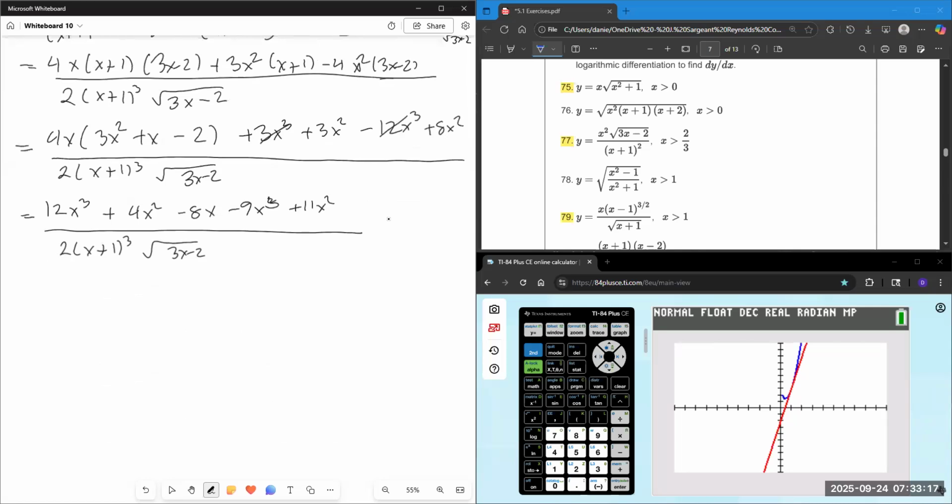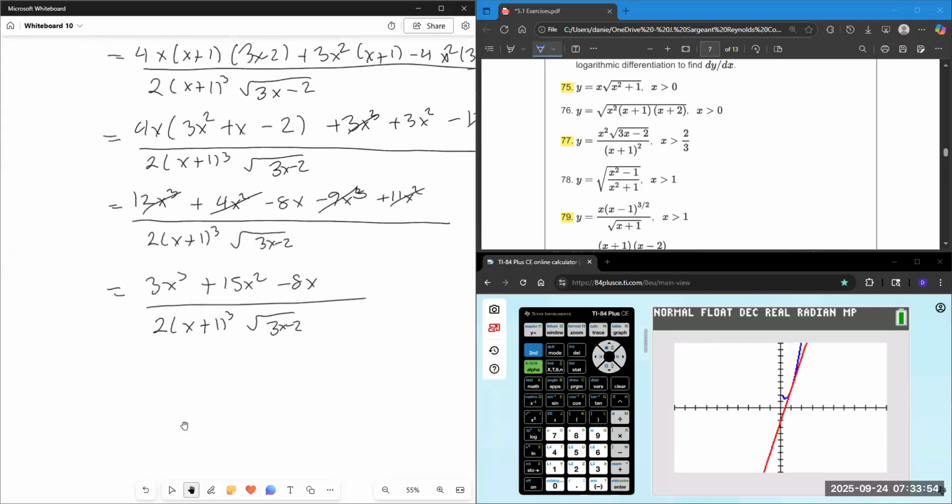And then 12 minus 9 is 3x cubed. 11 and 4 is 15x squared minus 8x over 2x plus 1 cubed root 3x minus 2. I'll pull that x out just to show that they're going to leave it, because the x doesn't cancel out with anything on the bottom. And that's what my dy dx, or my y prime, is equal to.